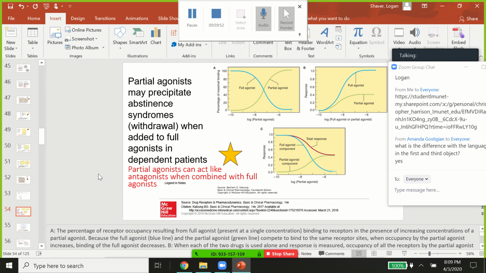And then this talks a little bit about partial agonists, how they can act like an antagonist when combined with a full agonist. And notice once again, it honestly looks a lot like an antagonist when you add it on. It's just not going to have as strong a response as an antagonist. It's going to be a very similar response, but not the same.